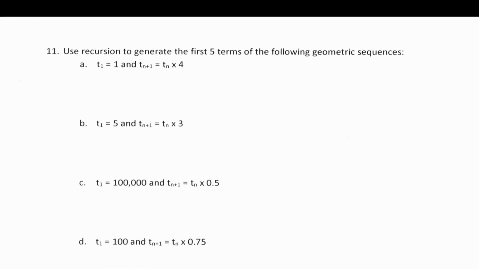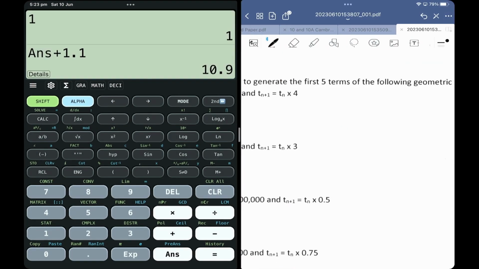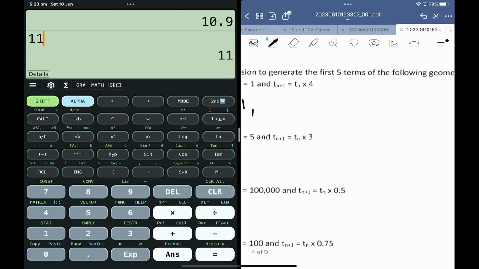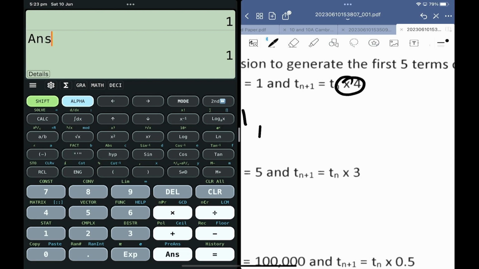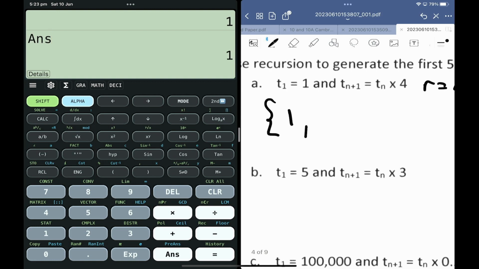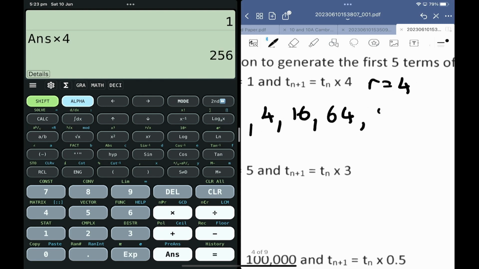Use recursion to generate the first 5 terms of the following geometric sequences. The first one is 1, because that's T1. That is, 1 equals answer. But this time we're going to multiply by 4, or that is to say we have a ratio of 4. So I put in times 4 into my calculator, gives me my second term. Press equals again, gives me my third term. And again, that is my fourth term, one more time, and that gives me my fifth term.